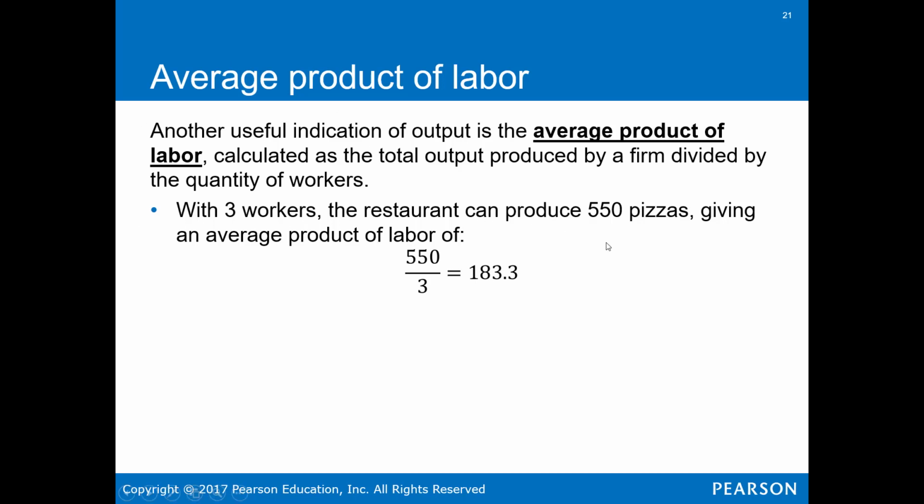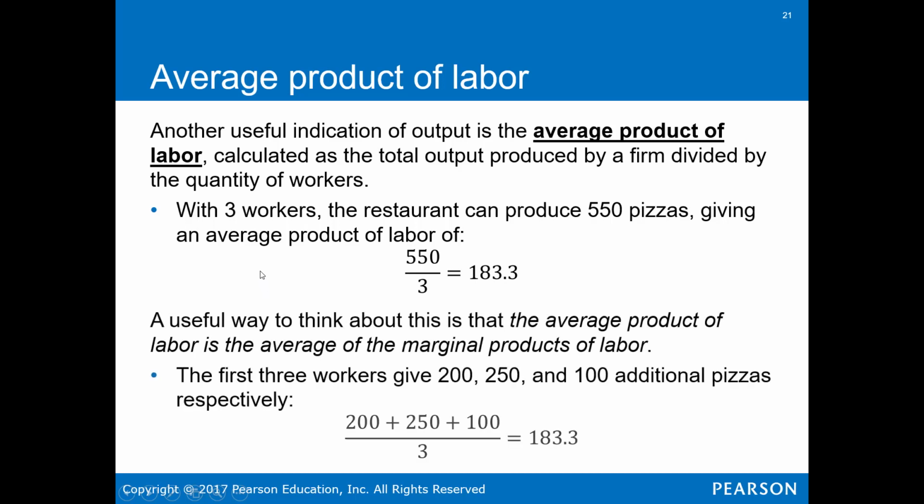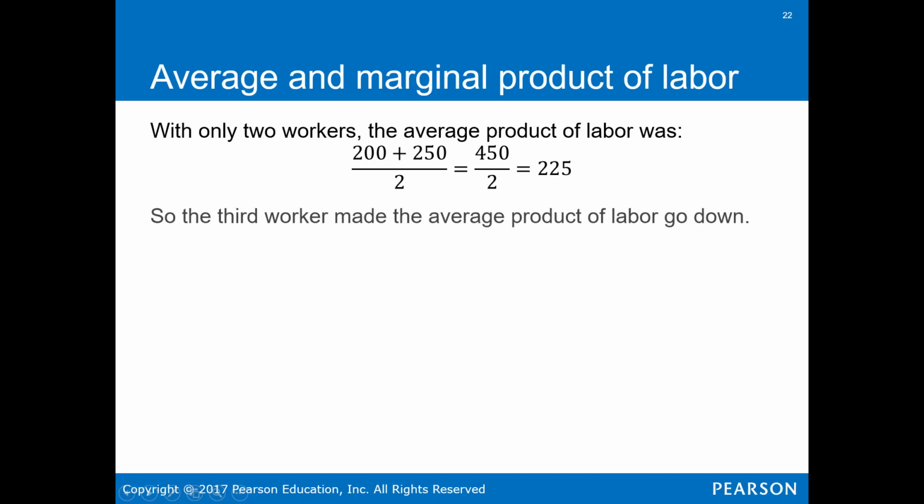When 3 workers at the restaurant can produce 550 pizzas, that gives an average product of labor of 183.3, or 550 divided by 3. A useful way to think about that is the average product of labor is the average of the marginal products of labor. The first 3 workers give 200, 250, and 100 additional pizzas, respectively. That's how you got to the 550.